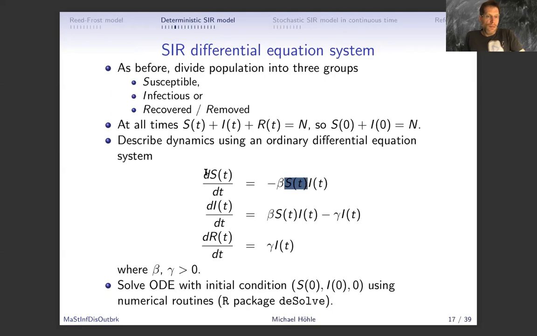So you see the number of susceptibles decreases by this factor. And of course, then for the number of infectious, it will increase by this term. So beta is the transmission rate.